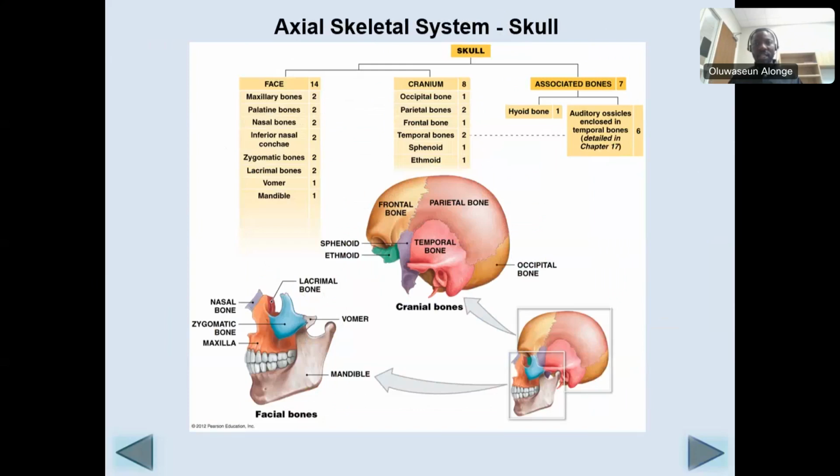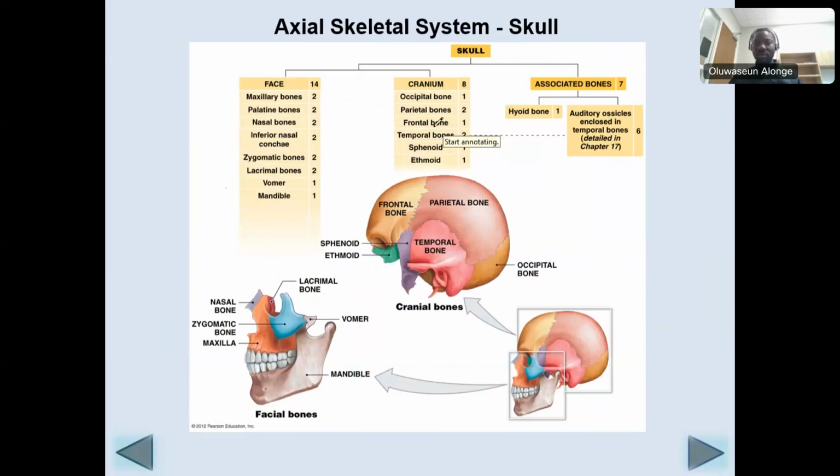All right, so looking at this, you see the skull, the bones of the skull. I'm going to look at the bones of the skull. I will briefly look at the bones of the face, to make sure the video is not too long. Now, the skull is made up of the cranium and also the bones of the face.